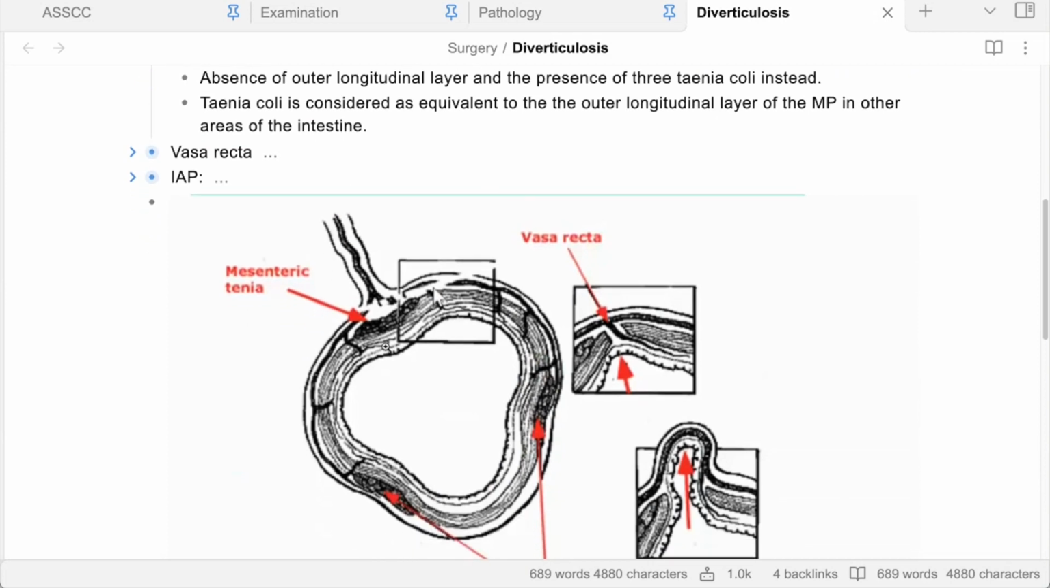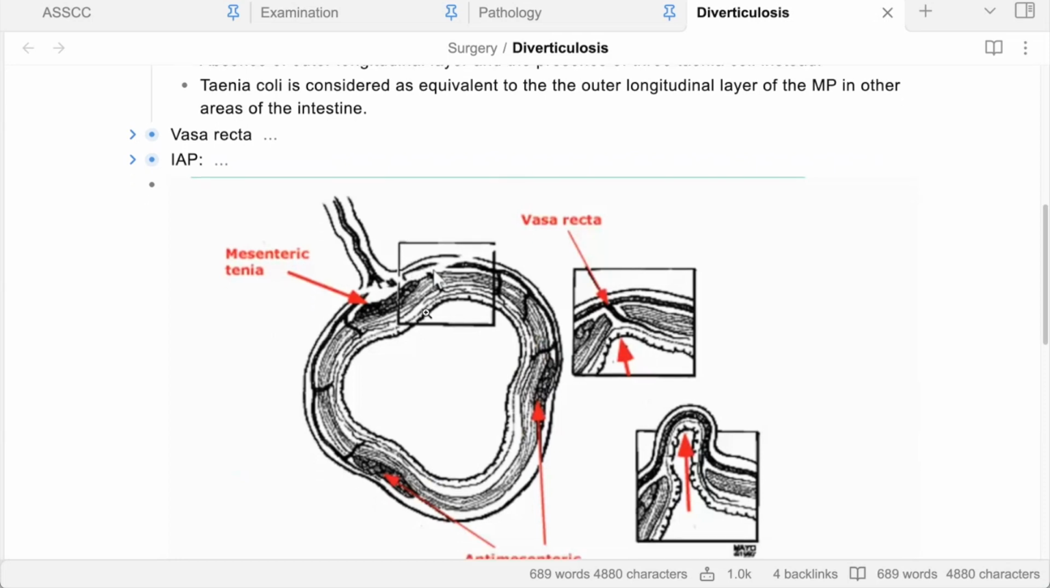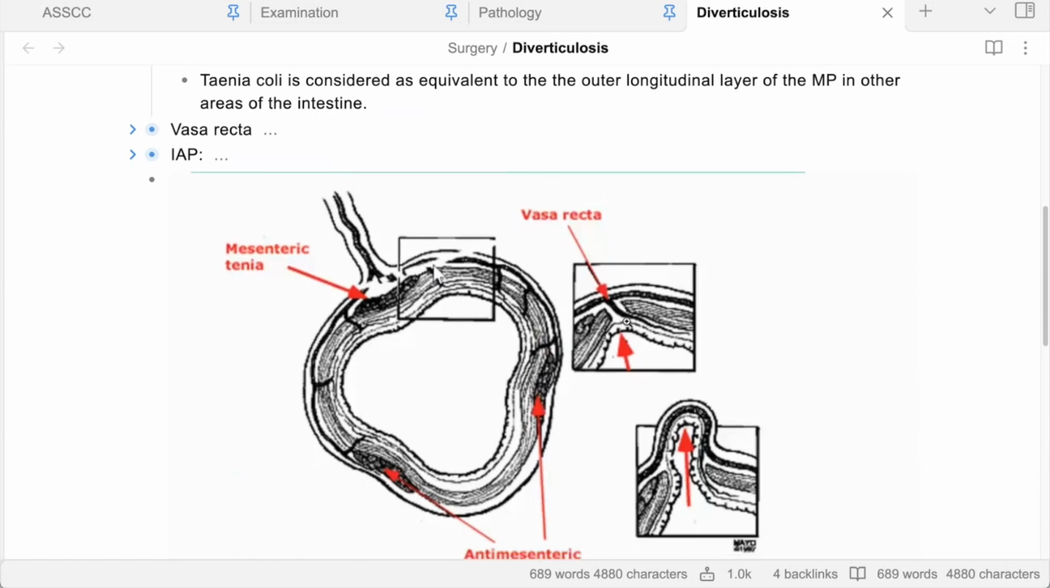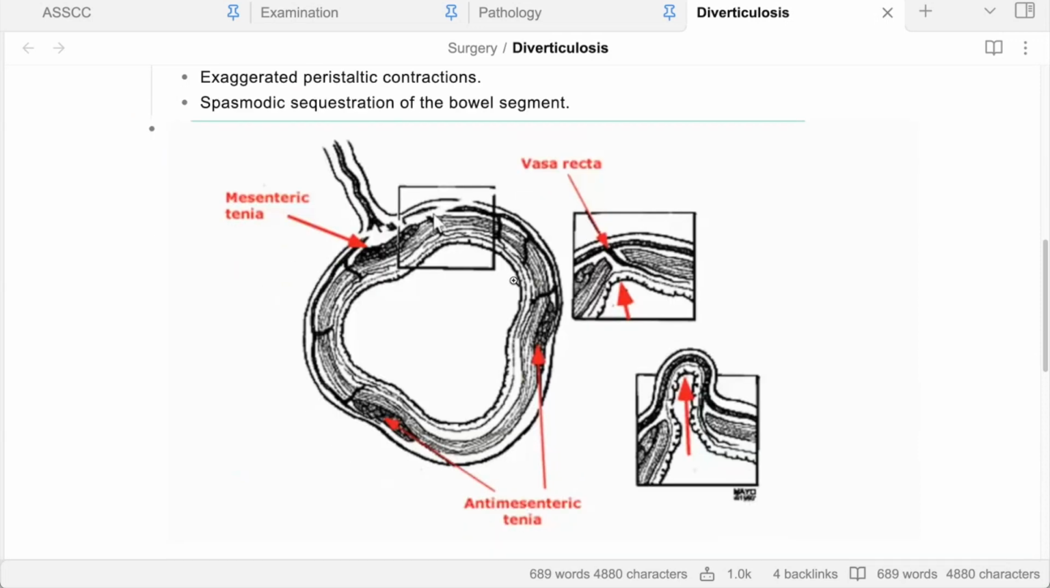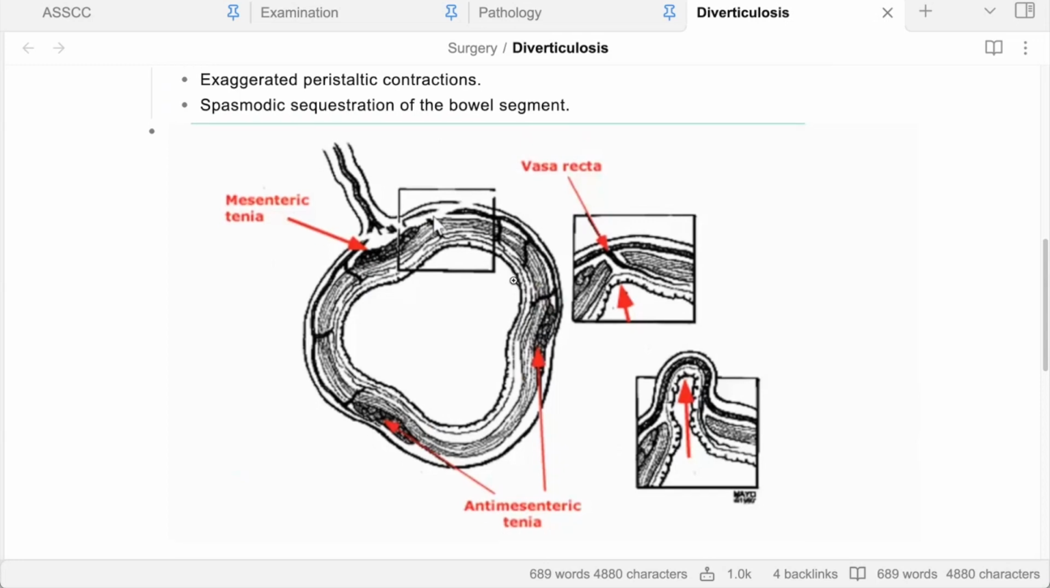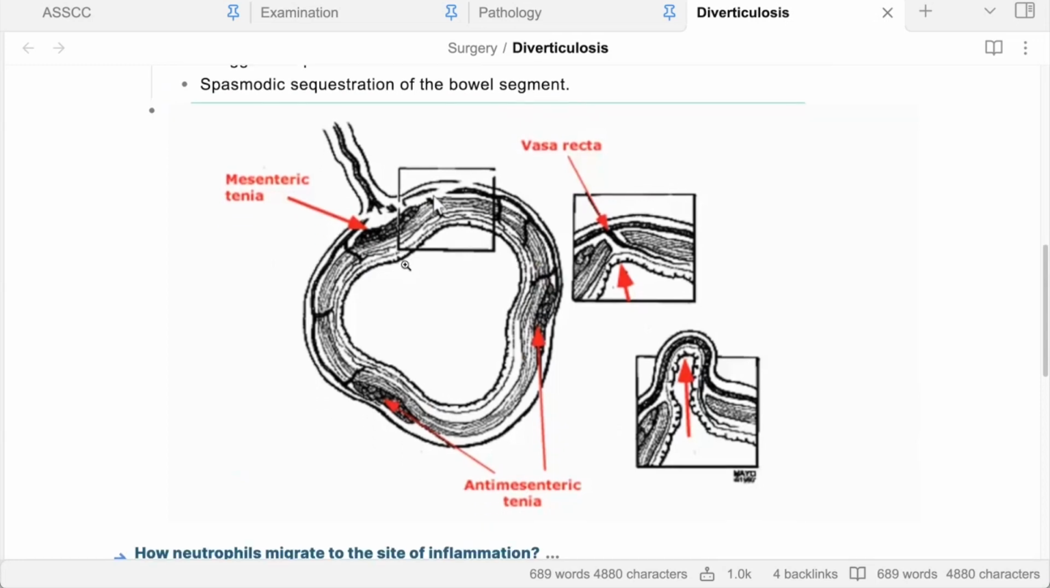Number 2, the vasa recta, which penetrate the submucosa to the outer wall, which represent areas of weakness in the submucosal area. These are the vasa recta, as you see here. So you have here the tinea coli, and these are the vasa recta. 3 is increased intra-abdominal pressure, and this happens due to exaggerated peristaltic contraction and spasmodic sequestration. So it's the same answer.